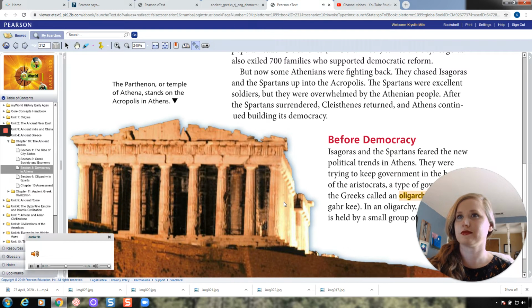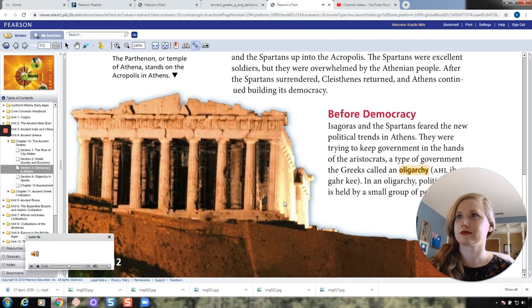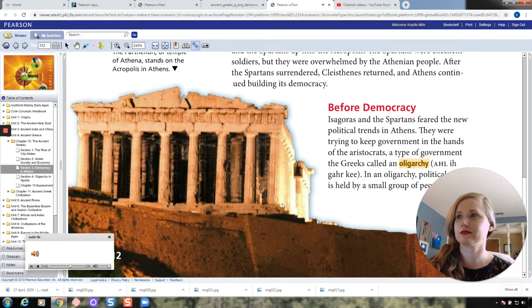But now some Athenians were fighting back. They chased Isagoras and the Spartans up into the Acropolis. The Spartans were excellent soldiers, but they were overwhelmed by the Athenian people. After the Spartans surrendered, Cleisthenes returned, and Athens continued building its democracy. Before democracy, Isagoras and the Spartans feared the new political trends in Athens. They were trying to keep government in the hands of the aristocrats, a type of government the Greeks called an oligarchy. In an oligarchy, political power is held by a small group of people.